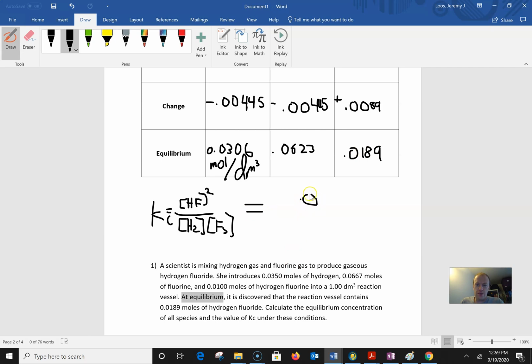So it's 0.0189. Don't forget to square it. Over 0.0306 times 0.0623, and then all of that, I do believe, equals 0.0187.